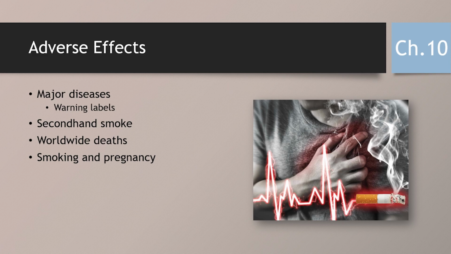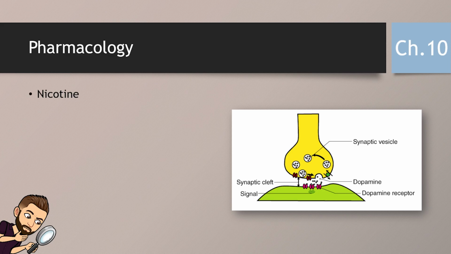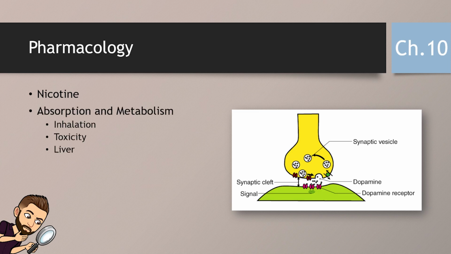All right, so lots of adverse effects with smoking specifically, but let's talk now a little bit about the pharmacology. What's actually going on here at the neuronal level when we're talking about nicotine? Nicotine is the chemical or the drug that is specifically acting here when we're talking about smoking and tobacco. Nicotine is a complicated drug, especially when we talk about the pharmacology and the mechanism of action of this. So let's first get into the absorption and metabolism before we get to that.